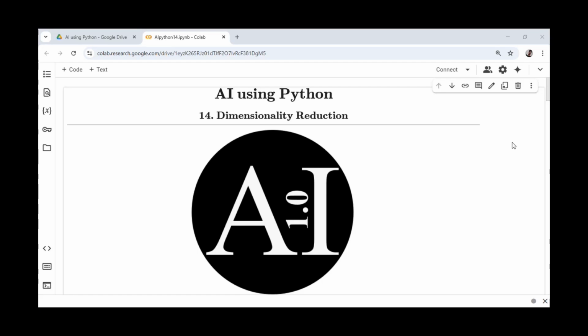In this lecture, we will be discussing dimensionality reduction. So far in this lecture series, we were discussing various supervised learning algorithms for regression and classification. From this lecture onwards, we will be moving on to unsupervised learning algorithms. And in this particular lecture, we will be giving a brief introduction to dimensionality reduction, which comes under unsupervised learning.